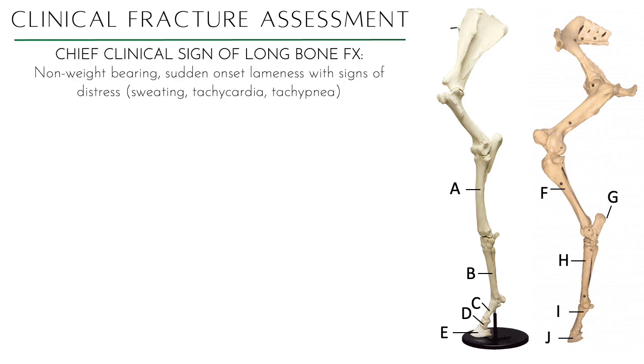All right. Next. The chief clinical sign for long bone fracture would be non-weight bearing lameness, which is of sudden onset or acute, with signs of distress. And distress can be manifested by the horse through sweating, excessive sweating, tachycardia, tachypnea, right? And fractures are always suspected in cases of, number one, a loud crack is heard.